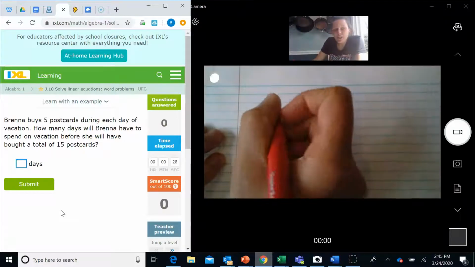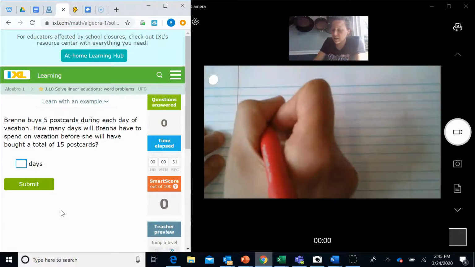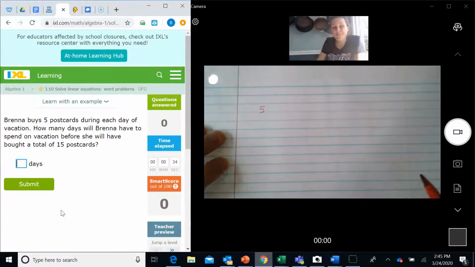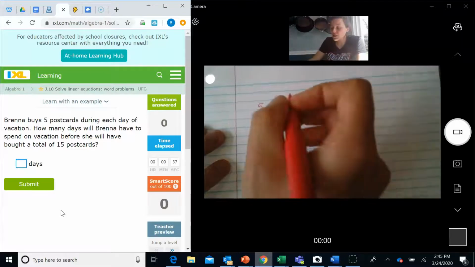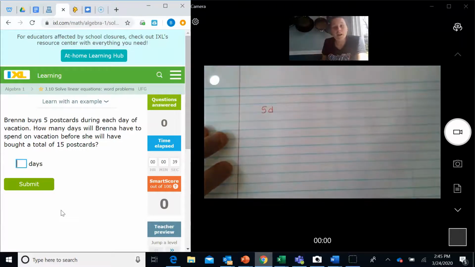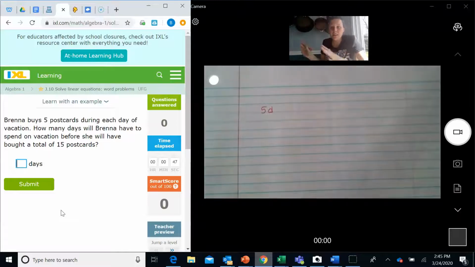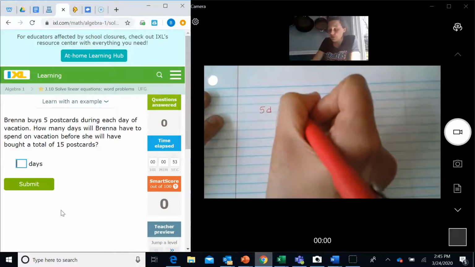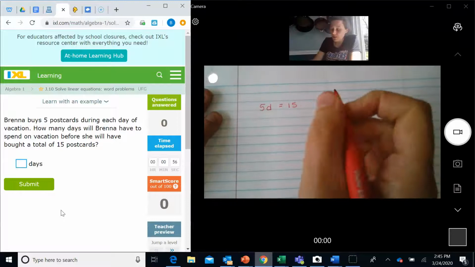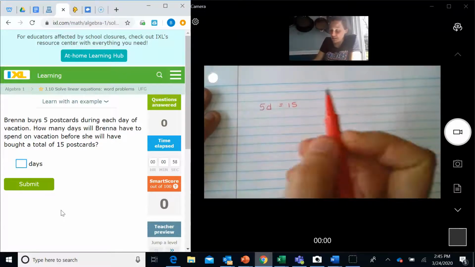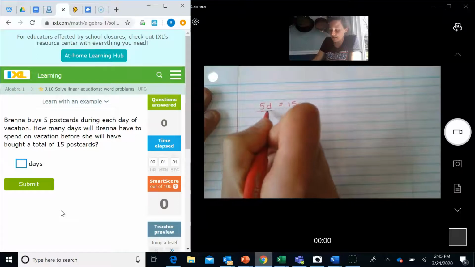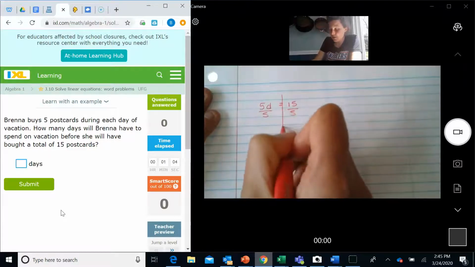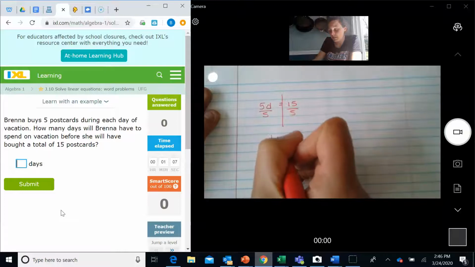So, it says that she buys 5 postcards each day. So, 5, and then we say per day, right? Anytime I say the word per, they're going to multiply. So 5 per day means 5 multiplied by days. And then I don't have any to start with, so I'm not going to add anything to it. And we want to know after how many days that is equal to 15. So what I'm going to do is just get this D by itself. Opposite of multiplying is dividing. What I do to one side, I've got to do to the other. So I'm going to get D is equal to 3.